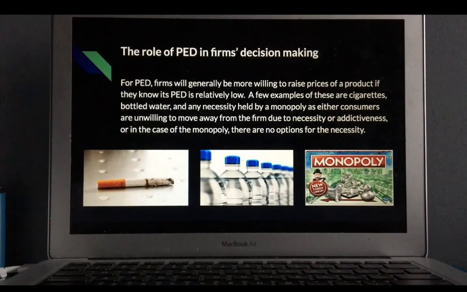So, the role of PED in firms' decision making. For PED, firms will generally be more willing to raise prices of a product if they know its PED is relatively low. A few examples of these are cigarettes, bottled water, and any necessity held by a monopoly, as either consumers are unwilling to move away from the firm due to necessity or addictiveness, or in the case of the monopoly, there are no options for the necessity.